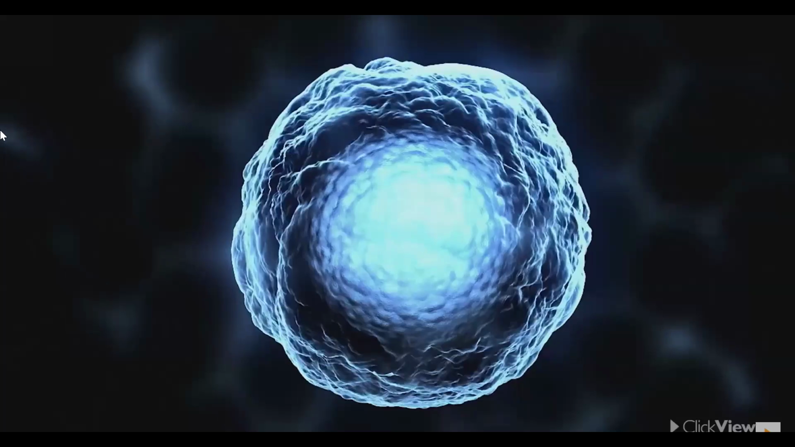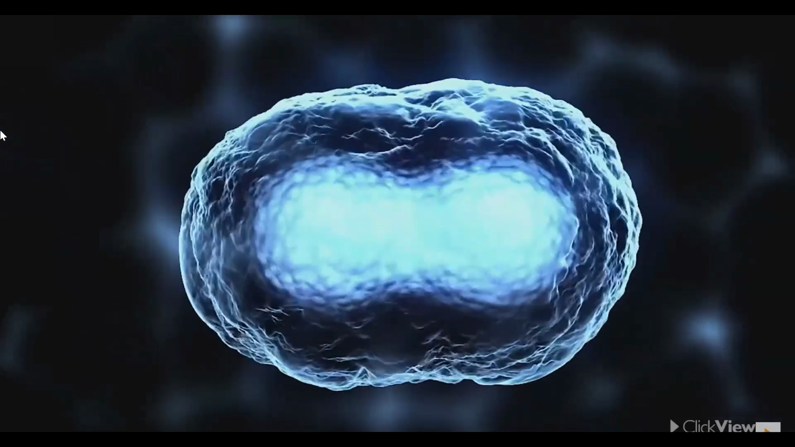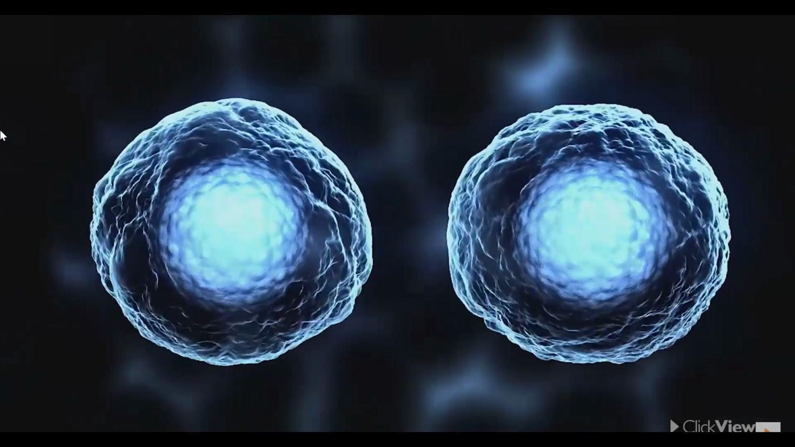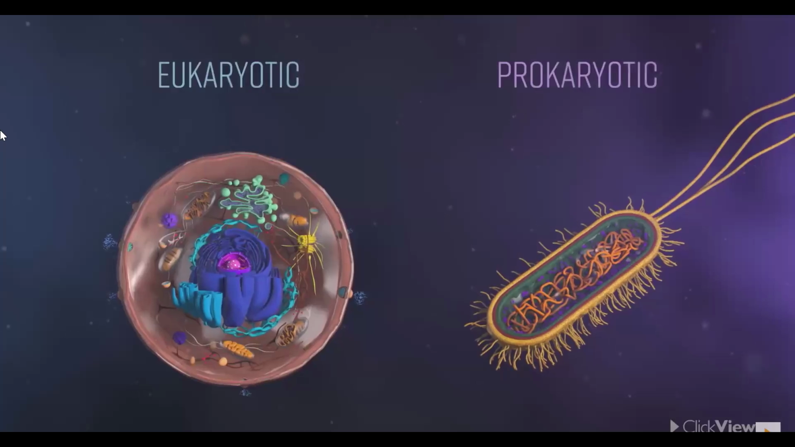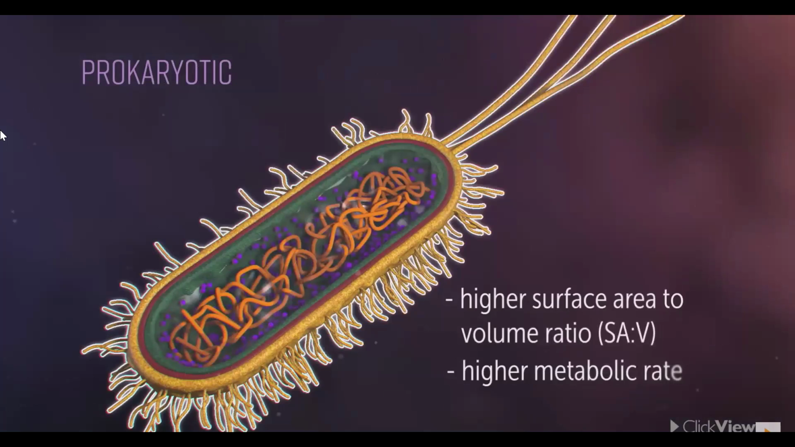Most eukaryotes reproduce sexually. The offspring have genetic material that is a combination of the parent's genome. Prokaryotes, however, reproduce asexually. Their offspring are clones of the parent cell, which come about through binary fission. Finally, prokaryotic cells have a larger surface area to volume ratio than eukaryotic cells, which results in a higher metabolic rate, and therefore increased growth rate and shorter generation time.